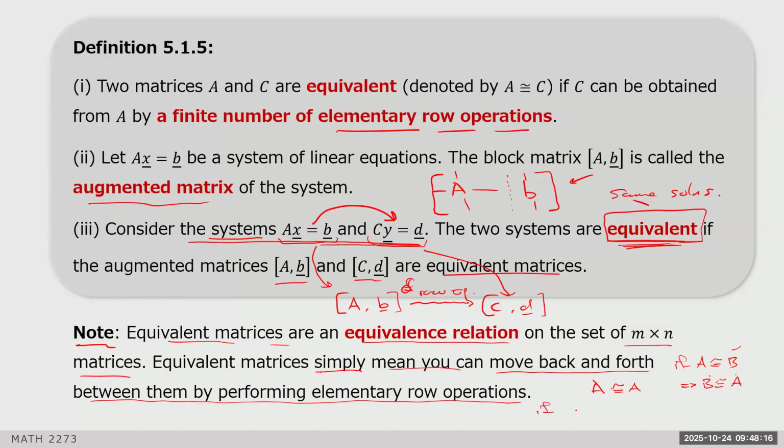And if A is equivalent to B and B is equivalent to C, that means A is equivalent to C, because to go from A to B, you perform a finite number of row operations. To go from B to C, you perform a finite number of row operations. So let's say you perform 4 elementary operations here, and let's say you perform 10 elementary operations here. So how do you go from A to C? You just perform these 4, then perform these 10. So you perform 14 operations. So very easy to prove it's an equivalence relation: reflexive, symmetric, transitive.